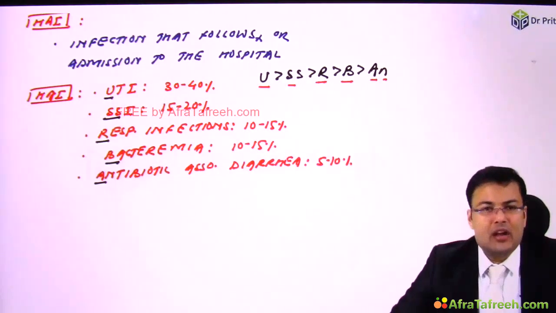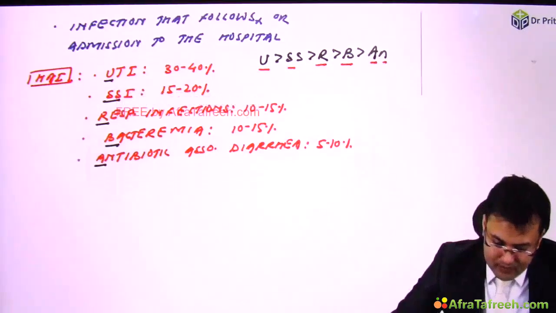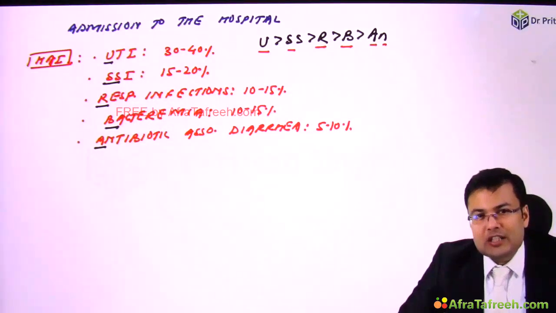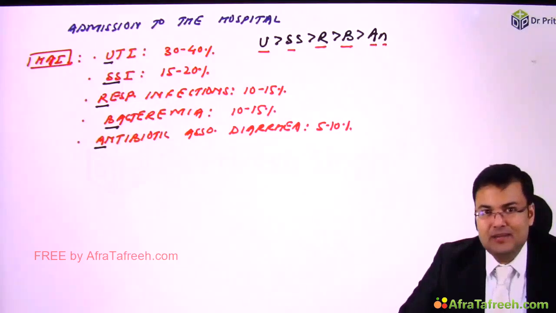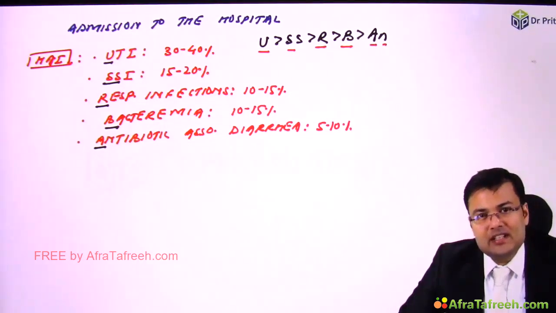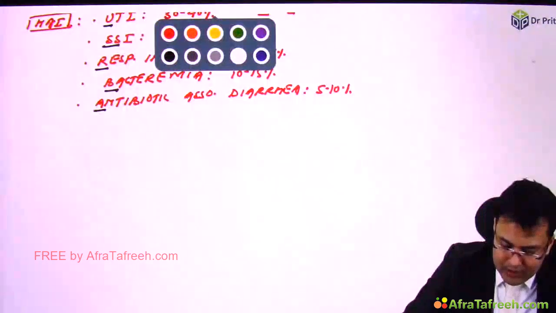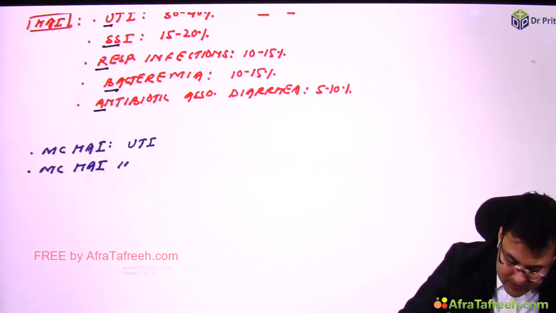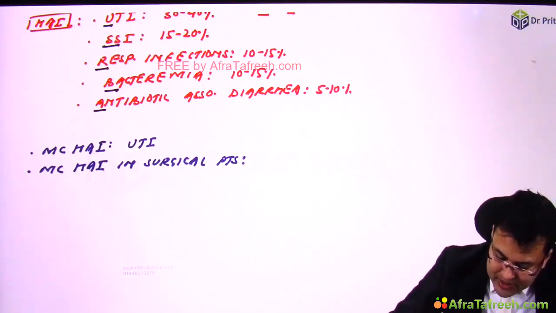The question is asked, what is the most common hospital acquired infection? UTI. Now see the twist in the question. Most common hospital acquired infection in surgical patients, and in surgical patients the most common hospital acquired infection is surgical site infection. So two important questions are asked. First, the most common hospital acquired infection, that is UTI, and the most common hospital acquired infection in surgical patients, that is surgical site infection.